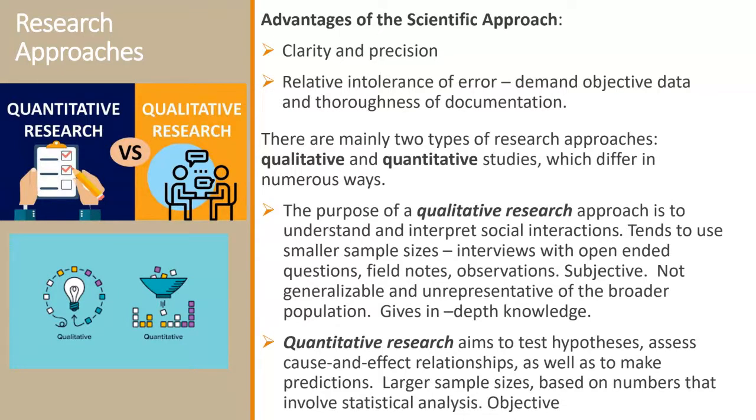Whereas our quantitative research is more numerical, based around quantities. So we aim to test hypotheses, look at cause and effect relationships, as well as make predictions. And that can use larger sample sizes, and that's based on numbers that involve statistical analysis, and it's also pretty objective. So two types of research, and we'll look at both now after this slide. So I hope that's clear. It's quantitative and qualitative.